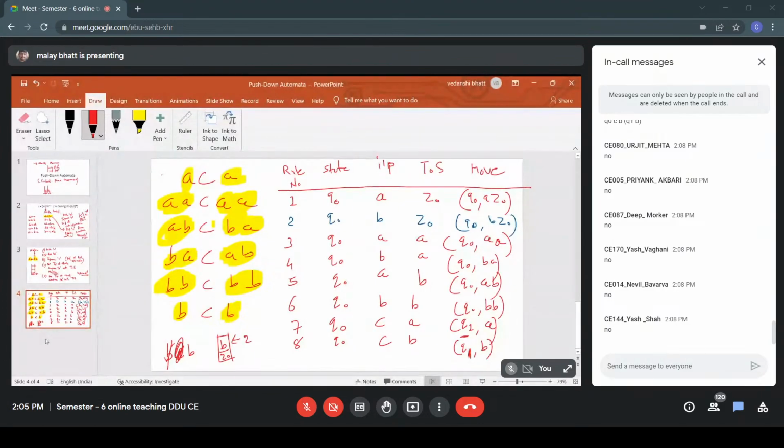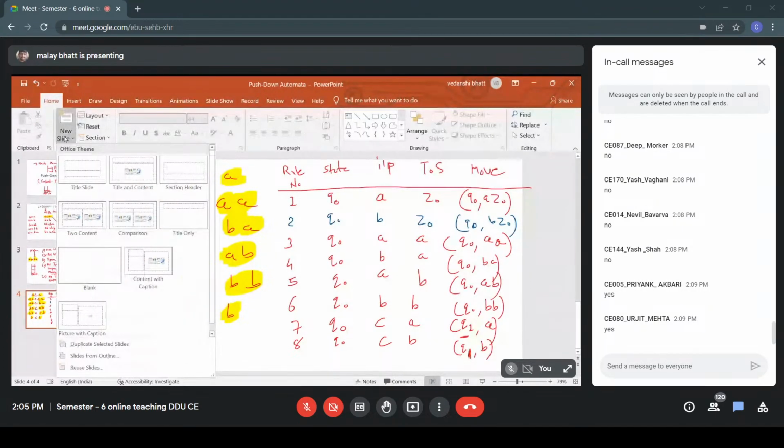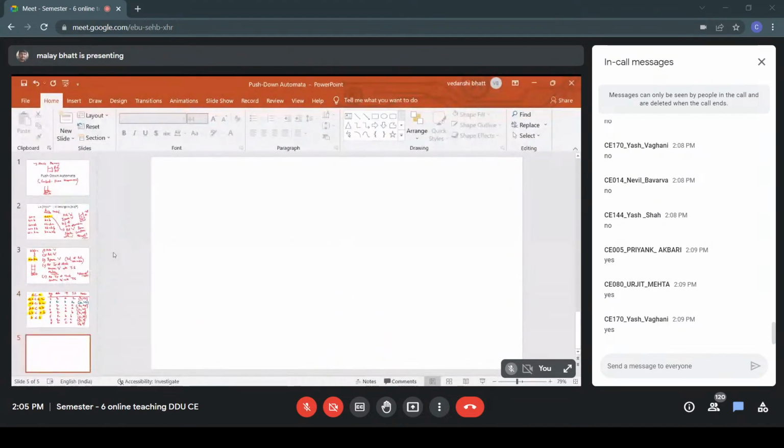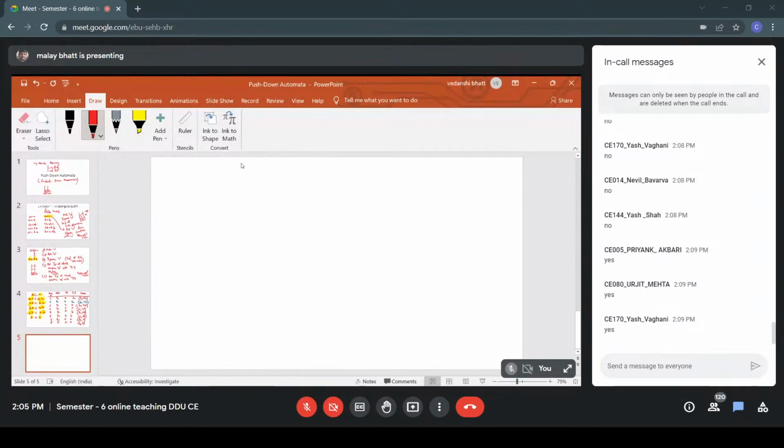I hope up to this point it is clear. Up to this rule 8, it is clear. No query in this? Right? So now let me write the new rules for the other examples. We have a state, here we have an input, we have a top of the stack, and we have the move, and we have a rule number. So let me write down rule number 10.